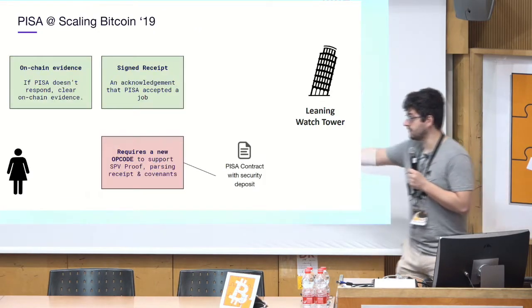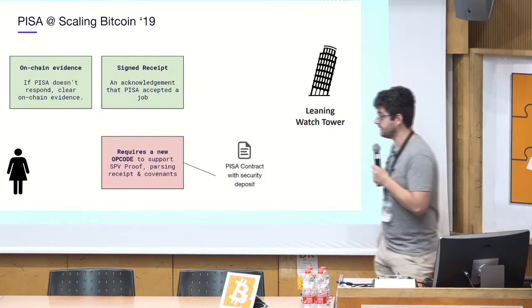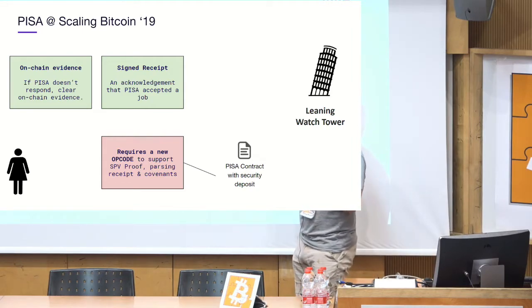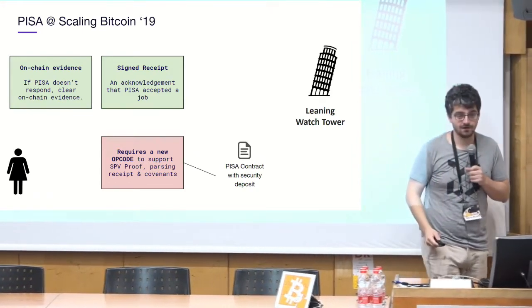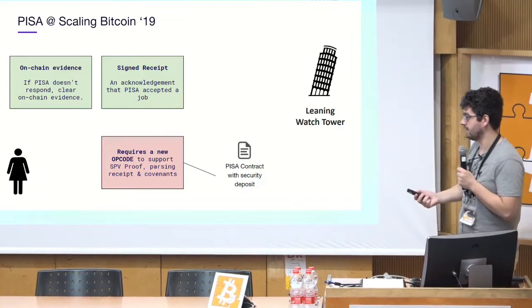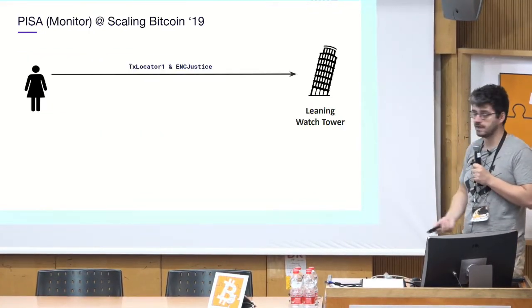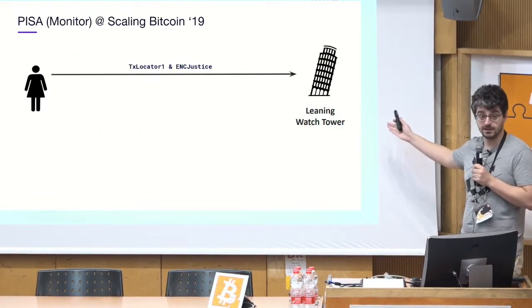But of course, that needs a new consensus rule. You effectively need to support SPV proofs, parsing a receipt, and maybe covenants, although maybe you can get away with not having covenants. So how does TESOD work? And this is basically what we're building today.